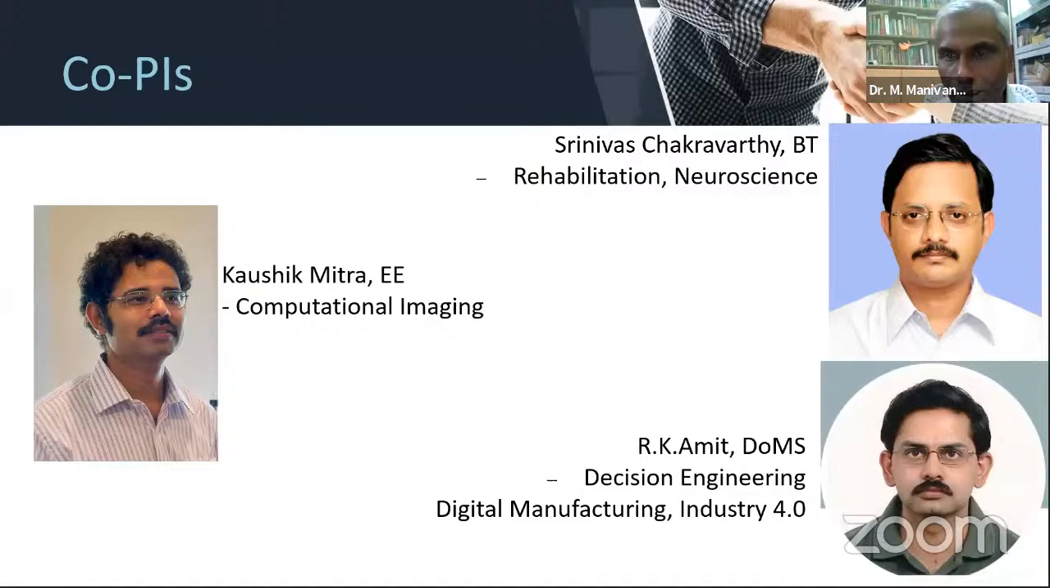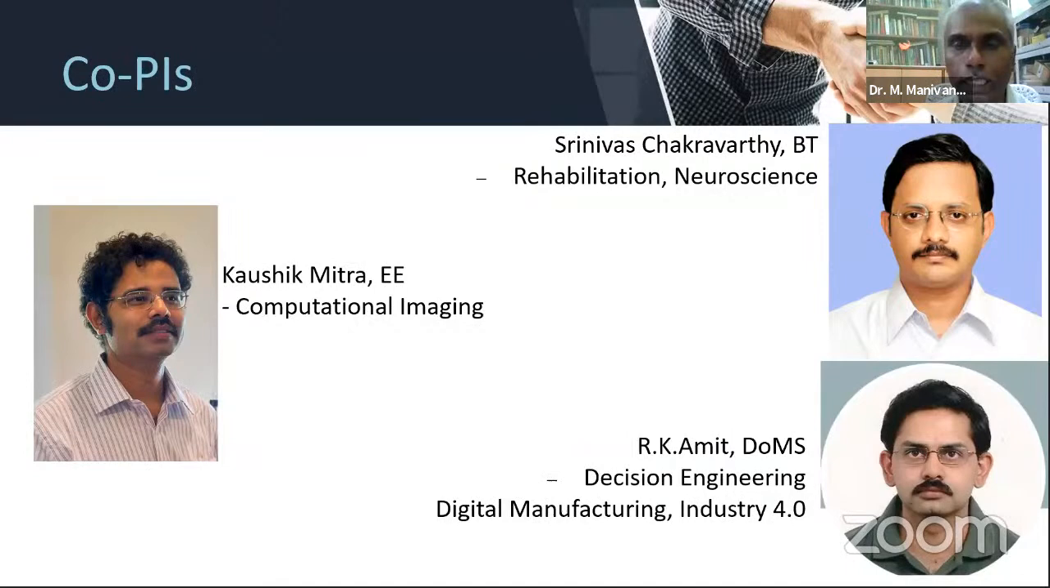So with that simple introduction, let me pass on to introducing this center. We have six faculty as a part of the center. Srinivas Chakravarti is a professor in biotechnology, and he's a neuroscience expert. His main interest in virtual reality is to design rehabilitation systems, specifically neuroscience-based rehabilitation systems for patients with neurological diseases.